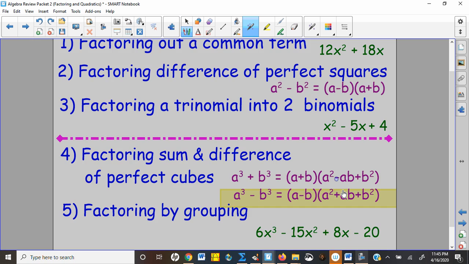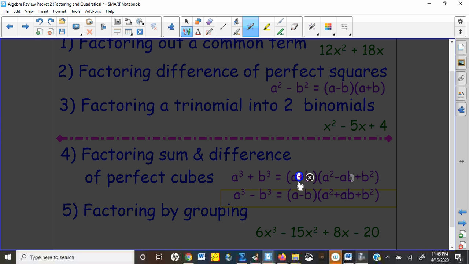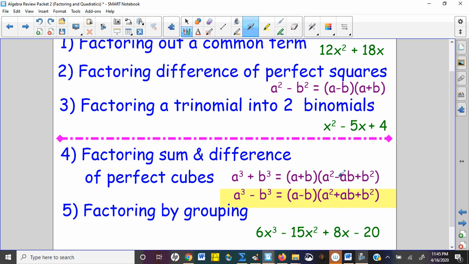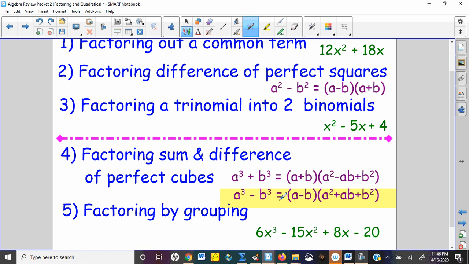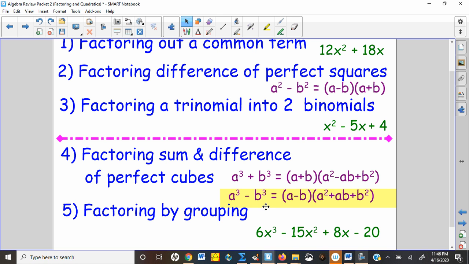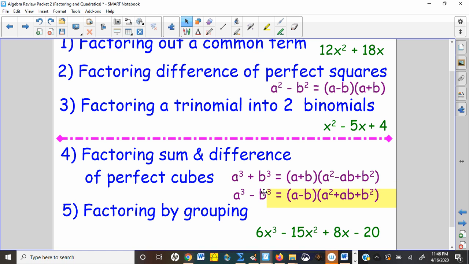sign right here is always going to be the opposite of this sign, and that's the one thing you've got to remember. And once you subtract, it's just the two things multiplied by each other, a times b. And then the last term is always positive, and it's always the second term squared. So it's just a pattern. You can see that with the difference of cubes, it's the same, except I start with a minus b. And then that means that the second term here is a plus instead of minus.